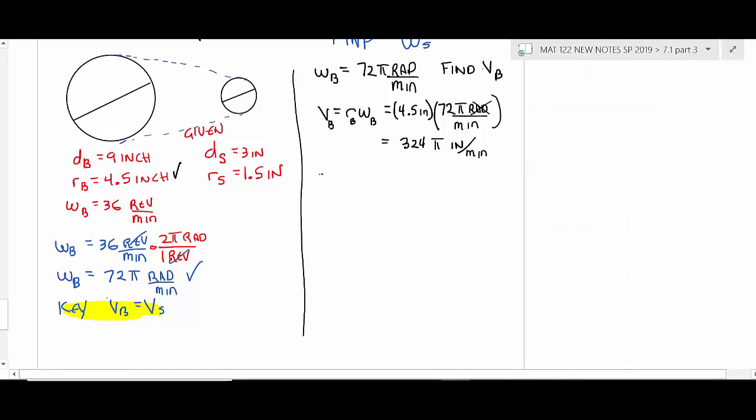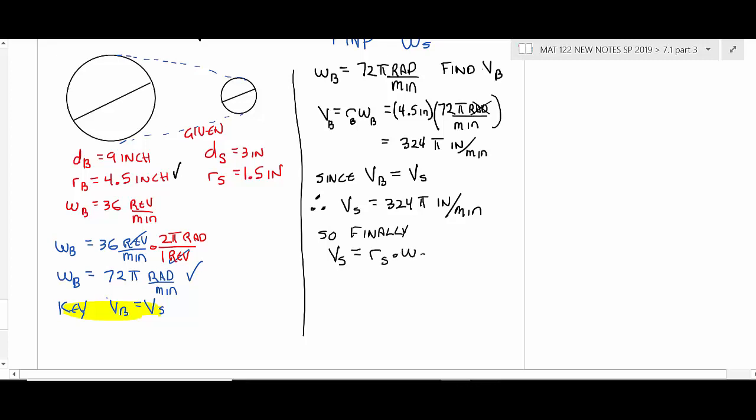Now, since the linear velocity of the big is equal to the linear velocity of the small, therefore the linear velocity of the small is 324 pi inches per minute. That's the whole key to the problem, getting down to that point. So finally, here's what we're trying to find. We know that the linear velocity of the small is equal to the radius of the small times the angular velocity of the small.